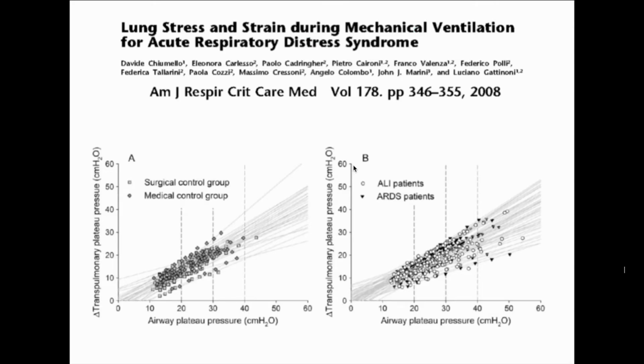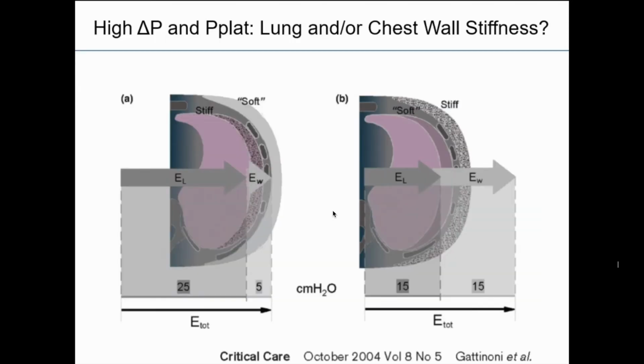Now, is airway pressure an adequate surrogate? Actually, no. In this study, it was seen that transpulmonary pressure had a quite wide range of variations, even in the normal population versus the ARDS population. So using the plateau pressure is not adequate to measure the transpulmonary pressure. Now the main reason is this.